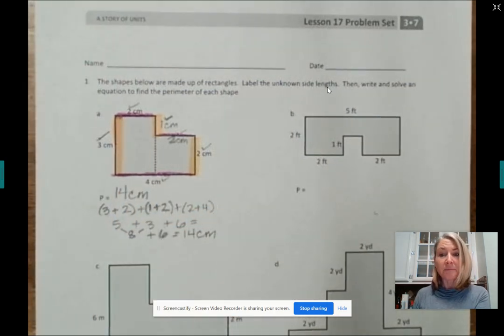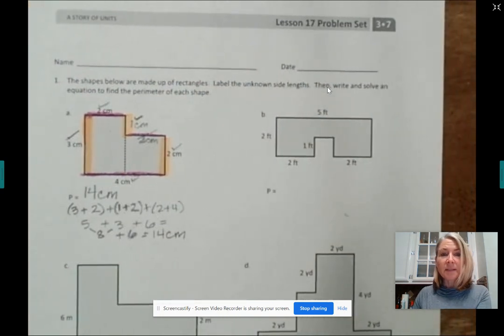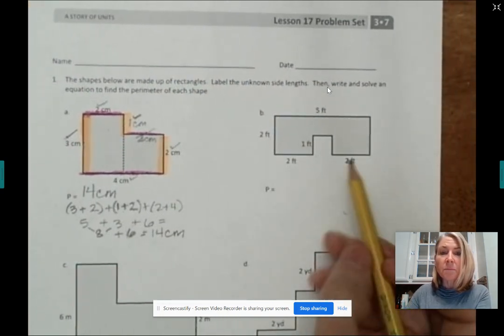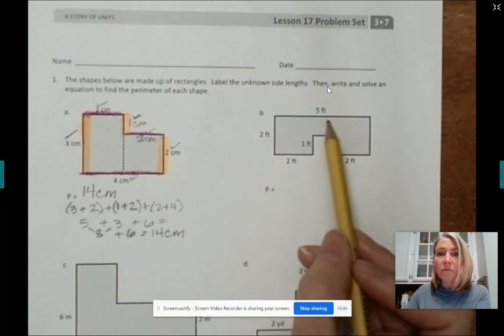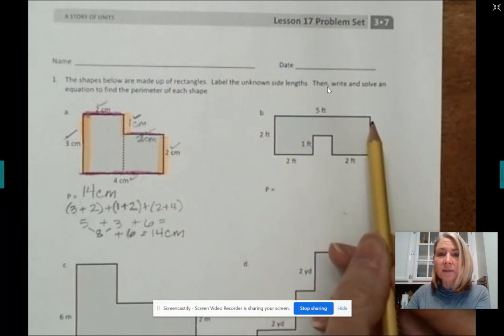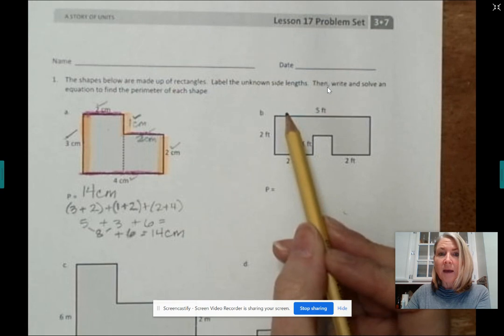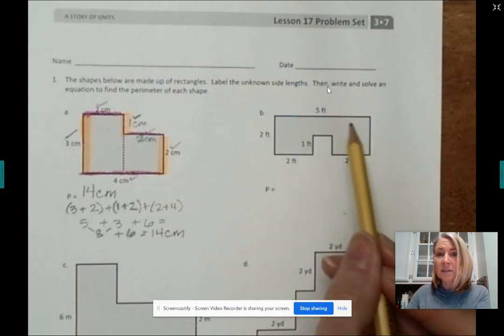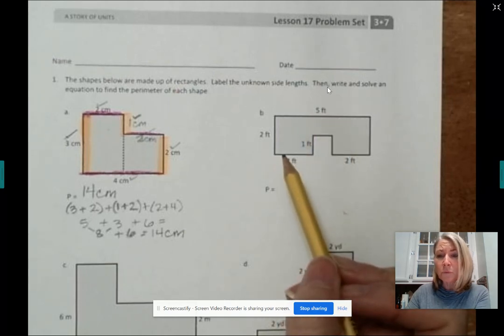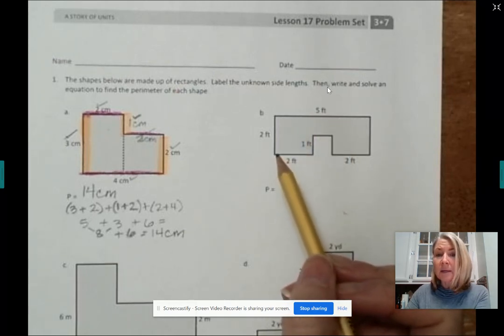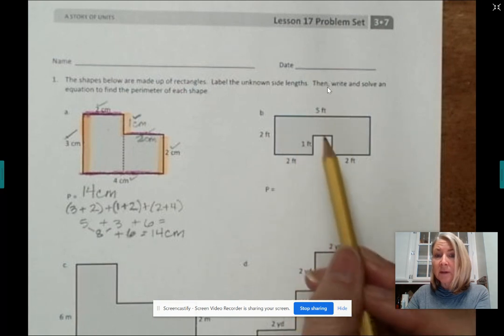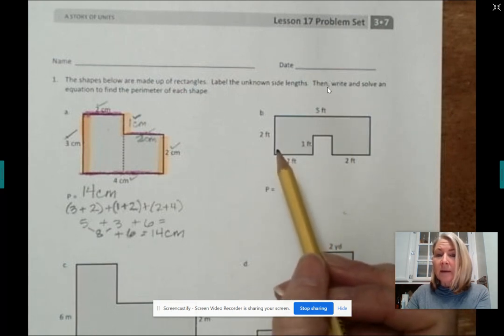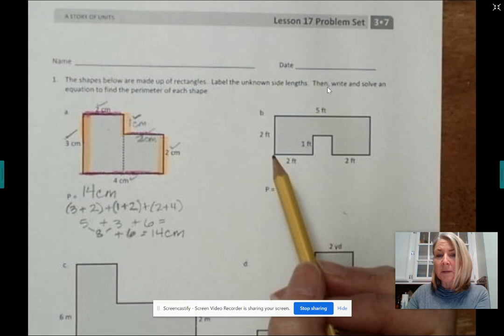Okay, not so bad, right? All right, let's continue on to B. So with B, we have a full side length given to us of 5. I have a full side length given to us of 2. So it's kind of nice to spend some time identifying which ones aren't broken apart, because if they're not interrupted with a cut or something like that, that tells you those are going to be important sides for you to use as a tool to figure out what's missing.